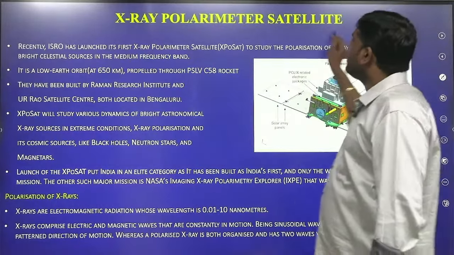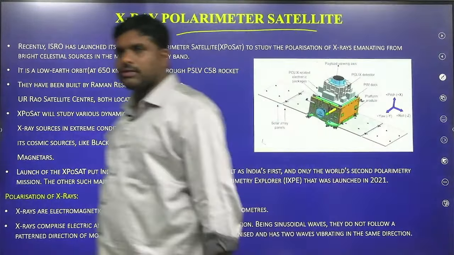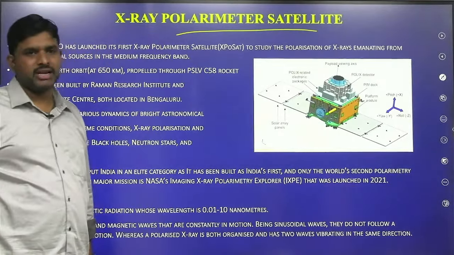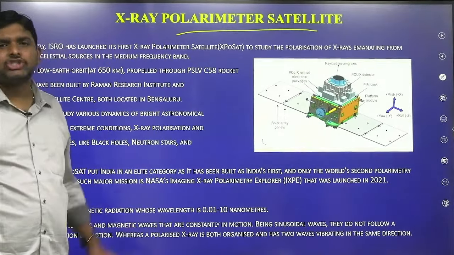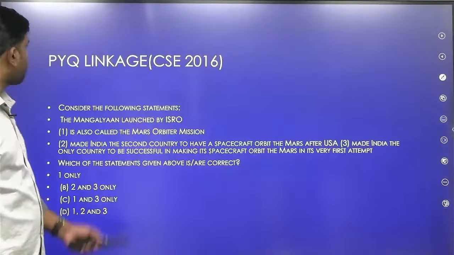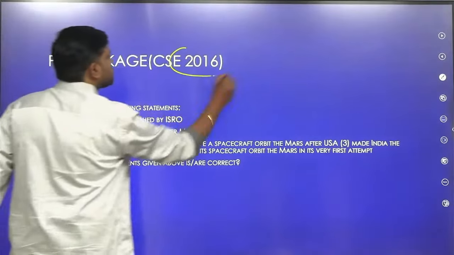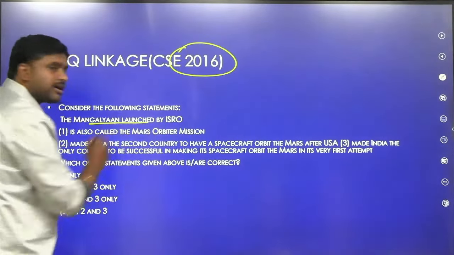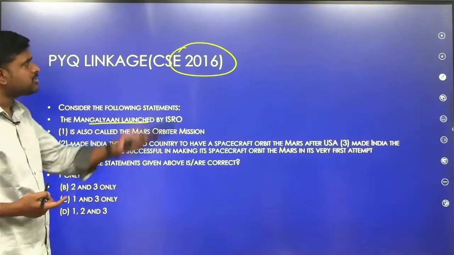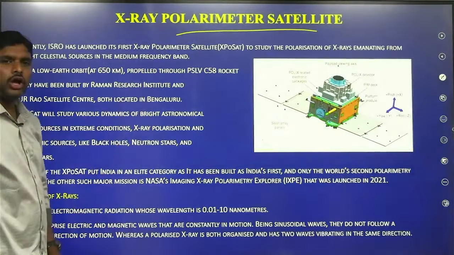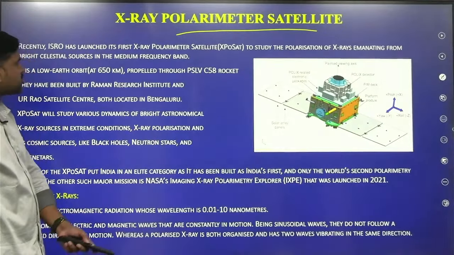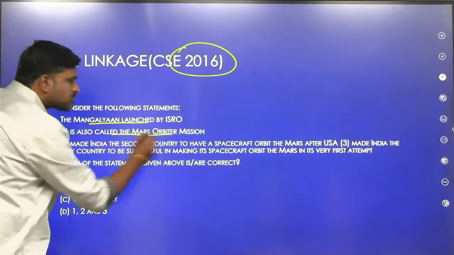X-ray polarimeter satellite, one satellite was launched. Why should I study it? They asked about Astrosat, so I have to study it compulsorily. Mangalyaan was also asked, in 2016. They asked about Mangalyaan, so I have to study it. What was the question? It is also called Mars orbiter mission. Yes or no?